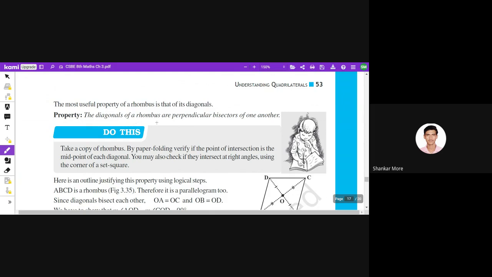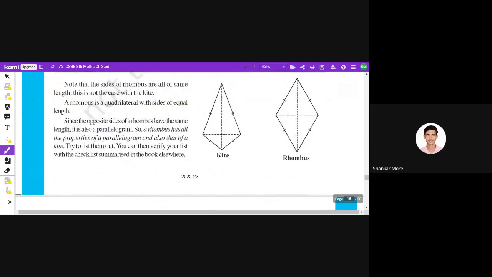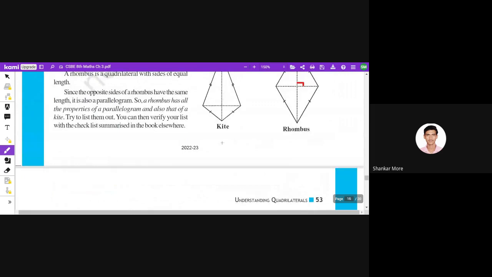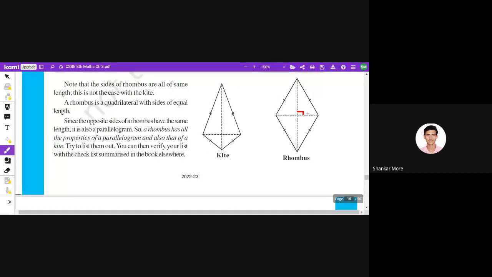Property: the diagonals of a rhombus are perpendicular bisectors of one another. So what does that mean? Perpendicular bisector means, see, this is the first diagonal and this is the second diagonal, and the angle here is 90 degrees. So we can say that this vertical line is perpendicular to this horizontal line, right? So they are perpendicular bisectors. Bisectors means they divide each other into equal parts. Now see, this part is equal to this one and this one is equal to this one. Okay, so this is a perpendicular bisector.